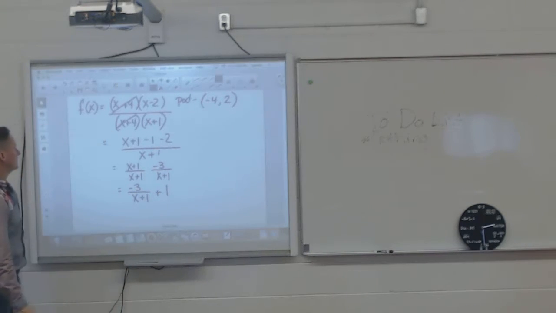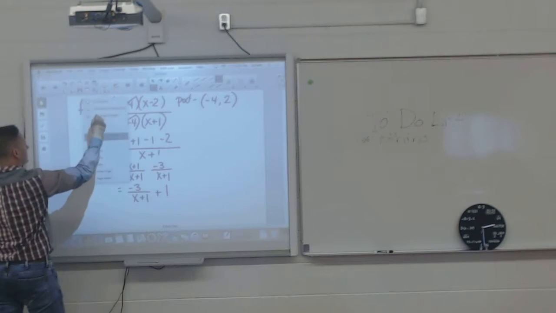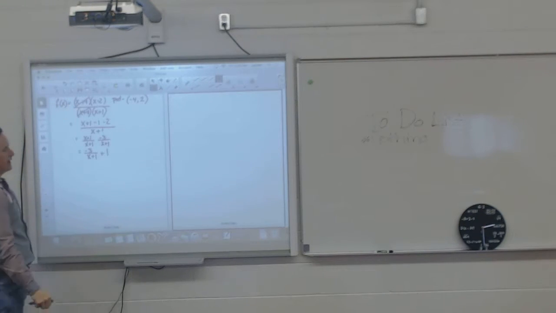So I need to graph that. What's my a value? -3. My b is 1. C value? -1. And my d value is 1. Okay, so I have asymptotes. Where's my horizontal asymptote?